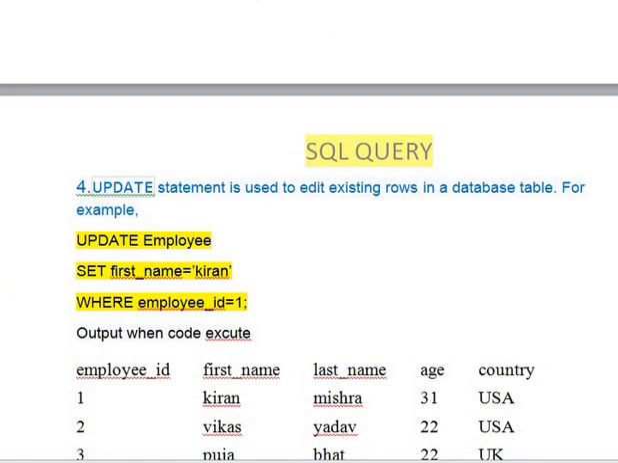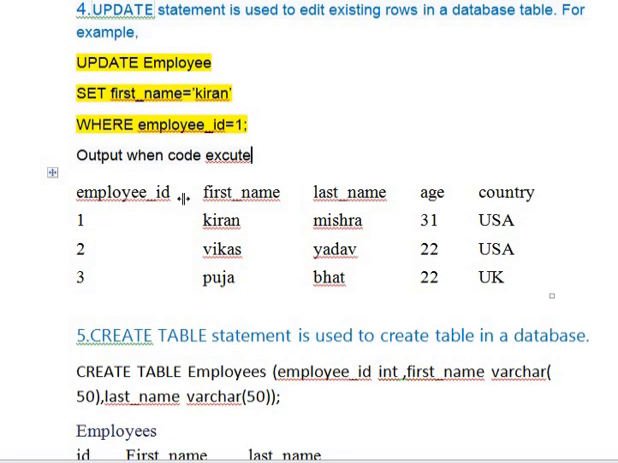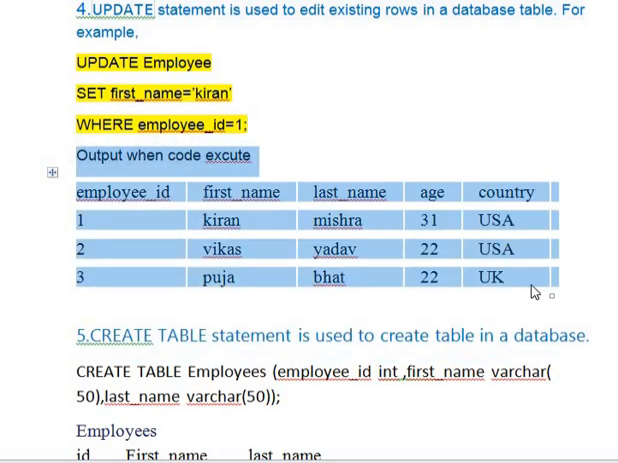Okay, now I am giving you the example of the UPDATE statement. The UPDATE statement is basically used to edit an existing row in the database table. For example, the SQL query for the UPDATE statement is UPDATE employee SET first_name = 'Kiran' WHERE employee_ID = 1. When we execute this query, the output of this statement is like this. The first name is Kiran. Okay, so employee ID 1 will be updated. Okay, so the table will be like that.